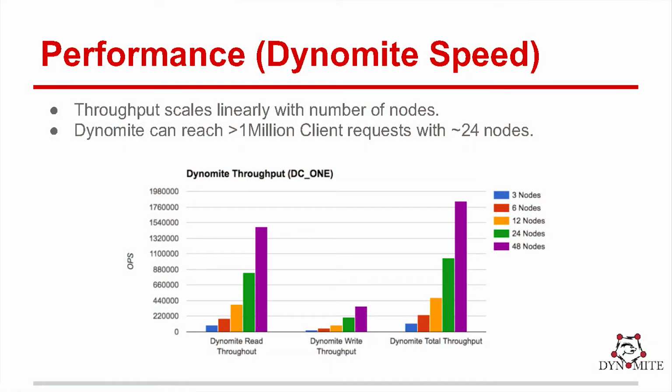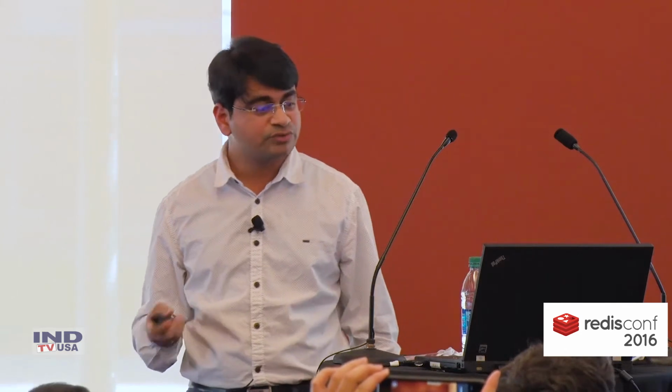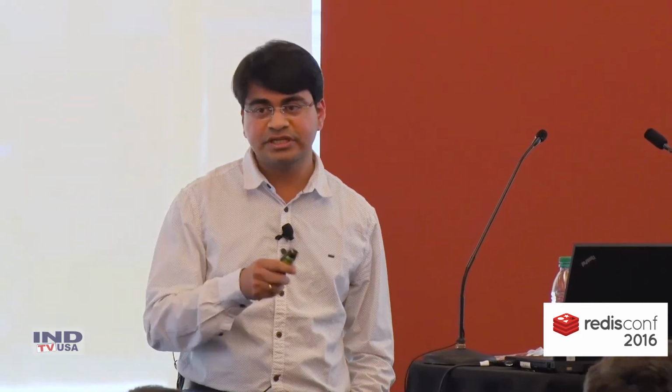So this was the throughput performance that we saw. As you see in the graph, as we doubled the cluster, the throughput actually doubled. And we were able to get more than 1 million client requests with just 24 nodes in the cluster. And this is 24 nodes in the entire region, so it means 8 nodes per AZ.